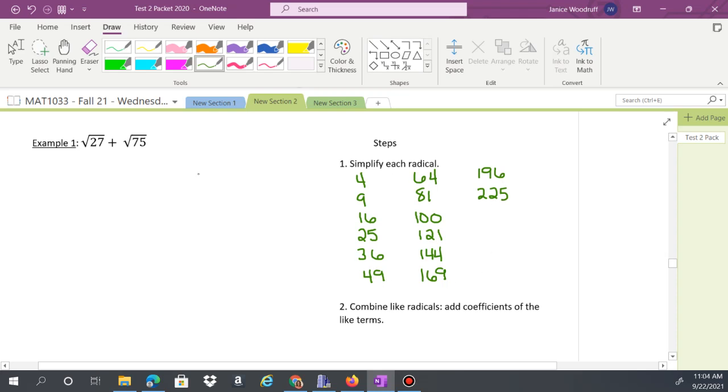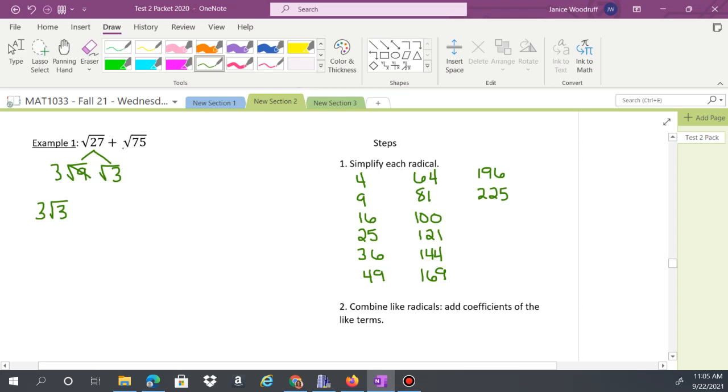Do any of the numbers on this list go into 27? Nine goes into 27 3 times. So we split this into root 9, root 3, because remember from our rules of multiplication, we can do 9 times 3. That just gives us 27, so we're making a factor tree out of this. Take the square root of 9, which is 3. So we rewrite this as 3 root 3.